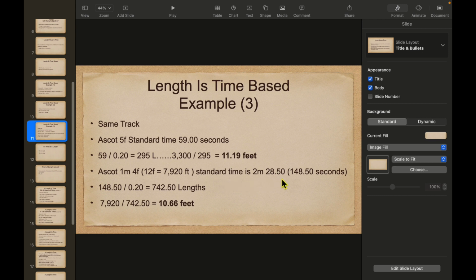minutes 28.5 or 148.5 seconds, 0.50. So we divide 148.50 by 0.2 and we get 742.5 lengths at that distance. We then divide the distance by the number of lengths in feet, and we get a length equaling 10.66 feet.